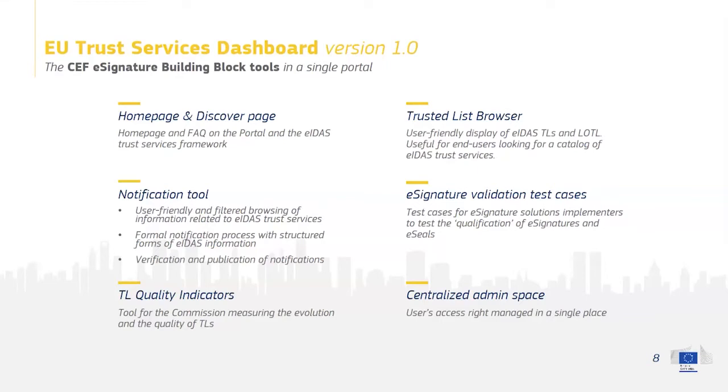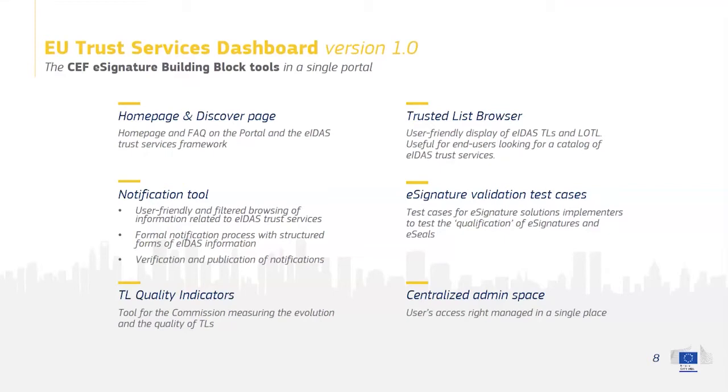The process is more formal via this EU Trust Services Dashboard, and the notifier can use some structured forms to notify this information. We'll cover this formal process later during this workshop, as well as the different types of lists. Then, once the information has been notified, it is first verified by the European Commission and eventually published by, again, an official of the European Commission.